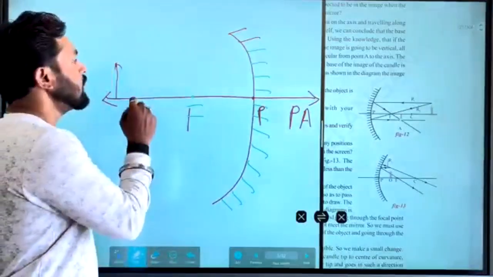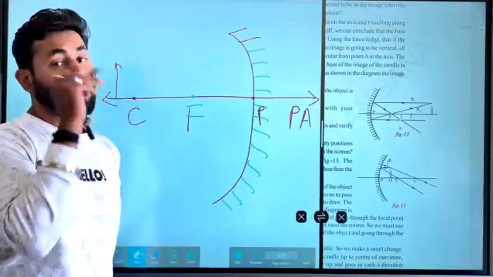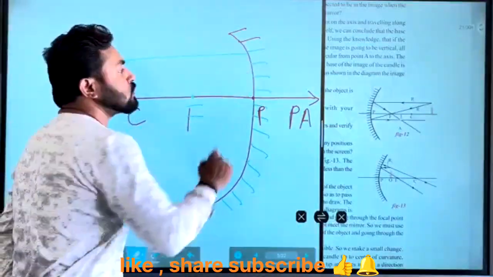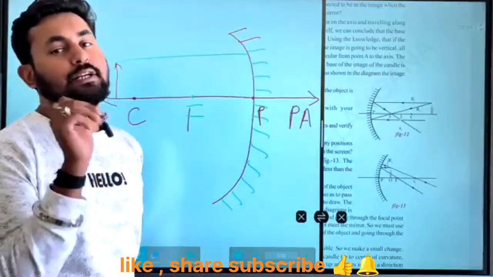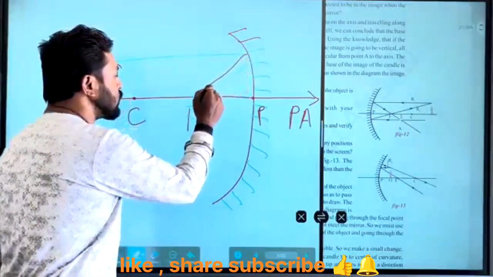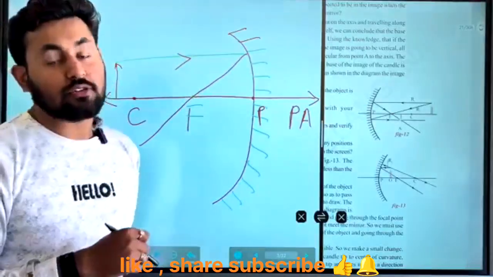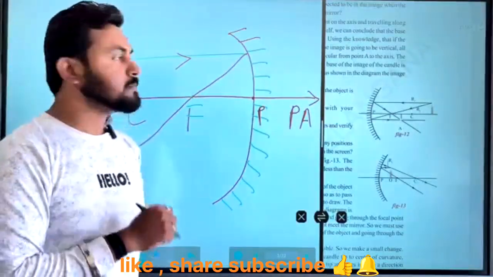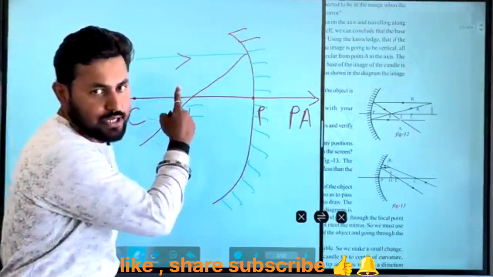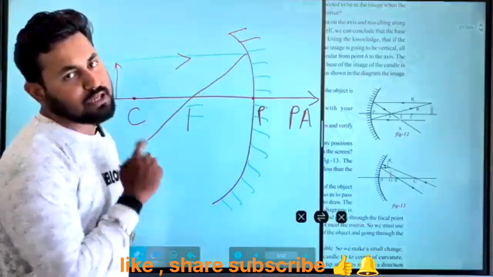Now, as I told you, whenever you are taking an incident ray, you should always take it from the top of the object. This is the top of the object. It will go like this. As you know, after striking the mirror, the reflected ray will pass through focus. This is nothing but the first rule that we have, which says that if a ray of light coming from infinity strikes the mirror, it will pass through focus. Now the same is happening.